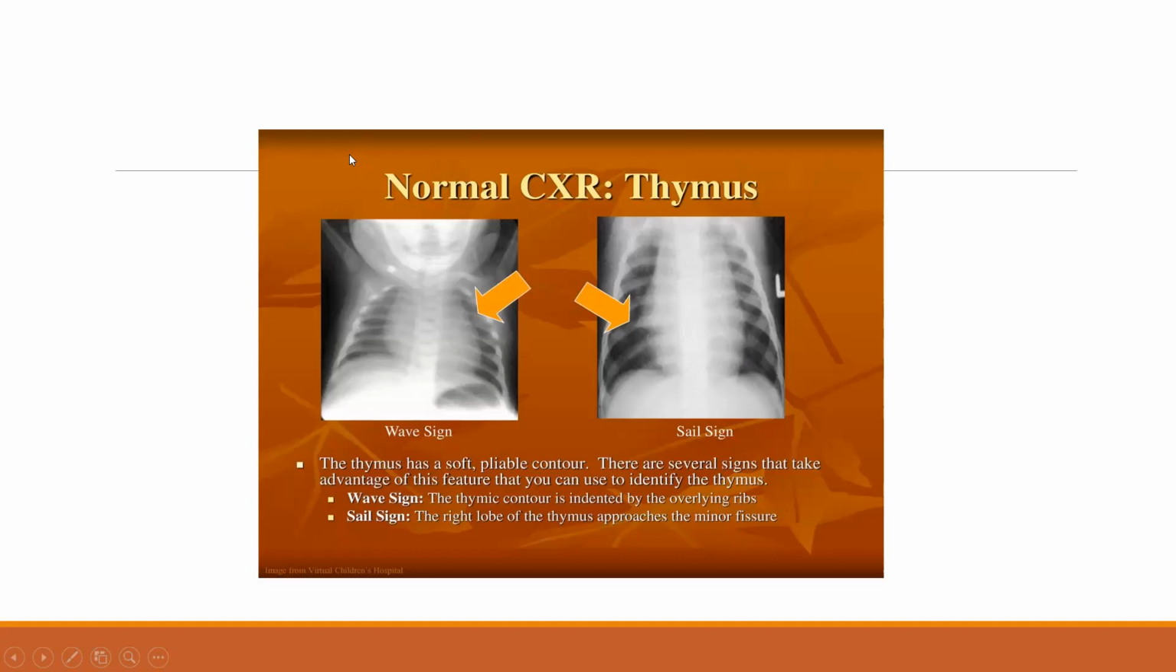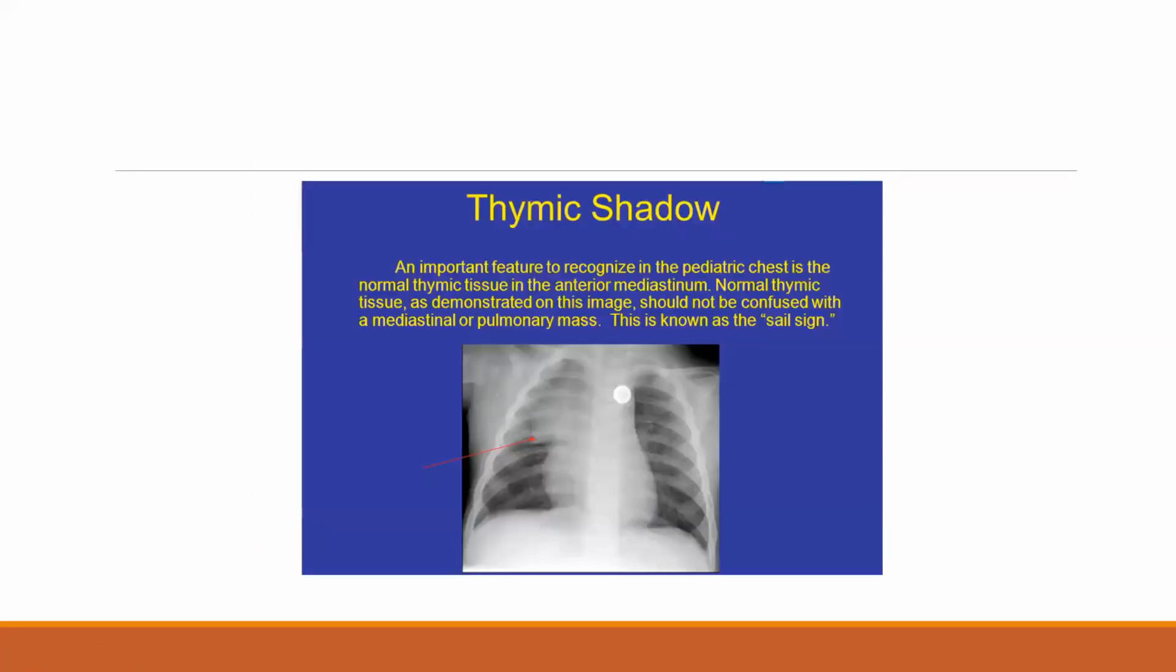So thymus X-ray is very important for the exam. You should know how thymic X-rays look. Usually in the infantile period, if you do the X-ray it looks like cardiomegaly, but it's not always cardiomegaly. You have to exclude it like this. But if there is a sail sign and a wave sign, that is more specific for thymus. So you see it is more clear, thymic shadow, sail sign.